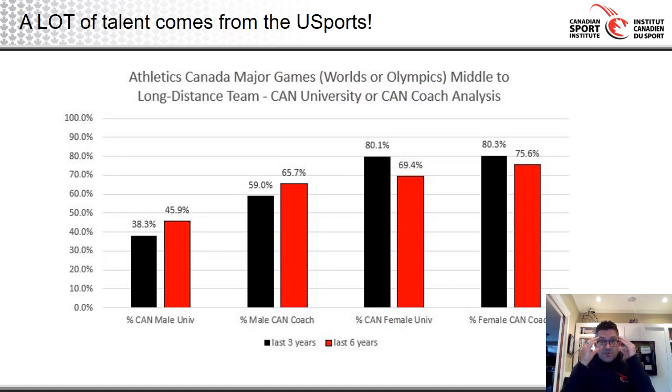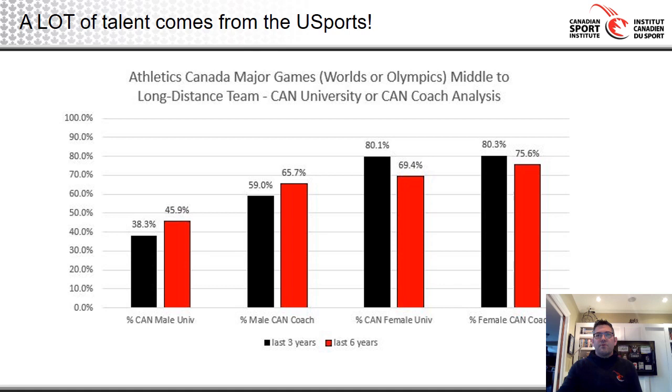And then finally, I'll show the same graph that I showed at the end of the U Sports cross-country presentation. And I just wanted to really highlight that a lot of talent comes from U Sports. This is a graph that I've put together over the last 6 years, examining our middle and long distance runners at the world and Olympic level. So what athletes are making the teams?